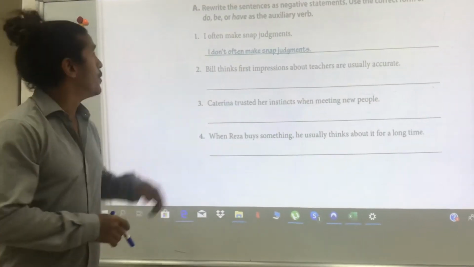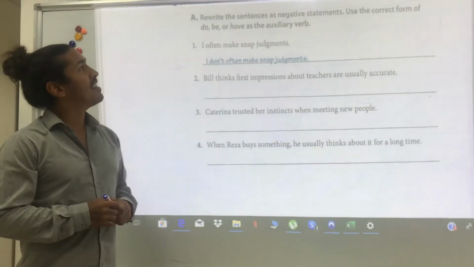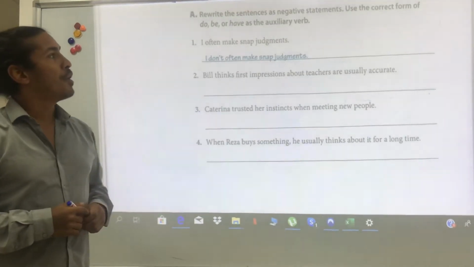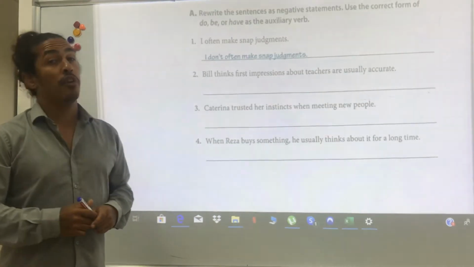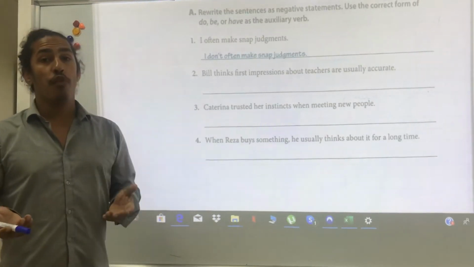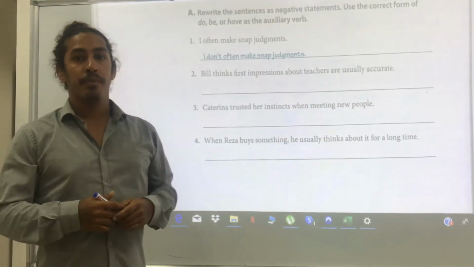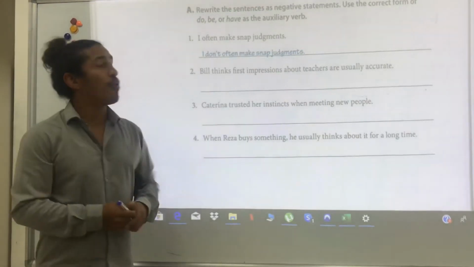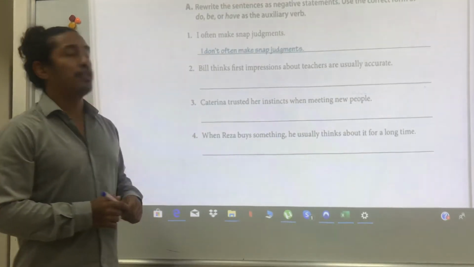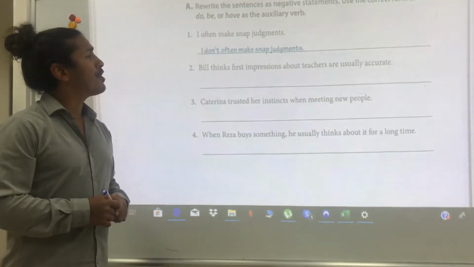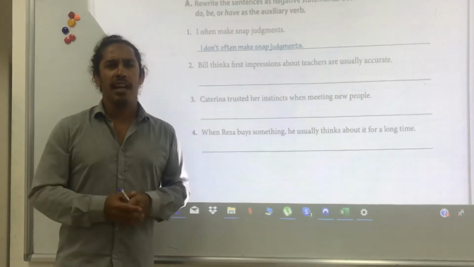Alrighty guys, let's move on to activity A. I'll read the directions. Rewrite the sentences as negative statements. Use the correct form of do, be, or have as the auxiliary verb. Number one, they've done for you already. I often make snap judgments. And the negative statement would be, I don't often make snap judgments. Okay? Let's look at number two. Bill thinks first impressions about teachers are usually accurate. Now, how do we make that a negative statement?